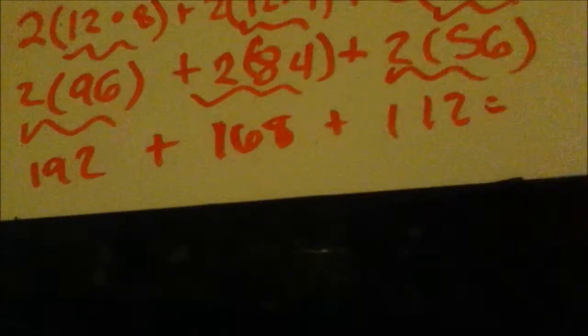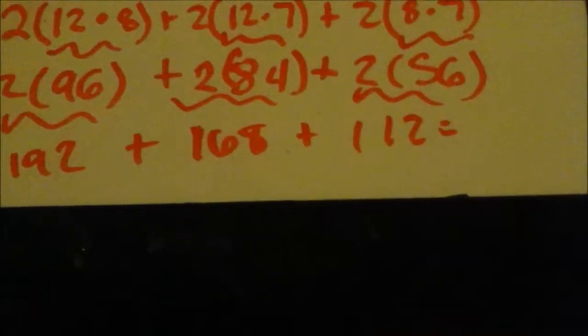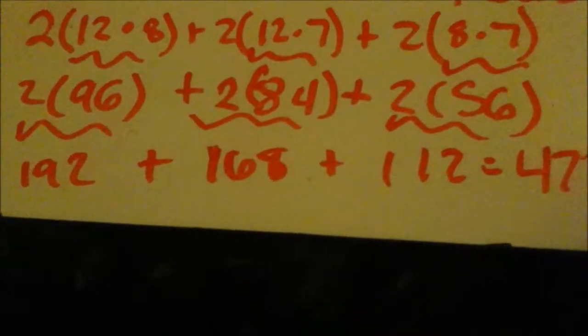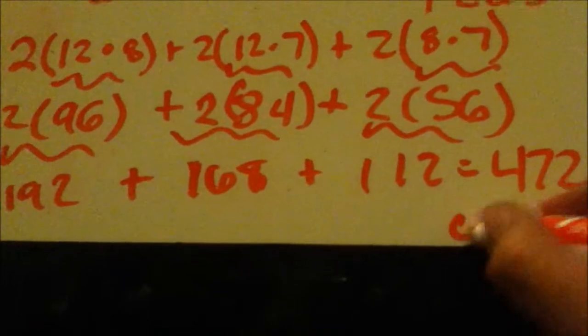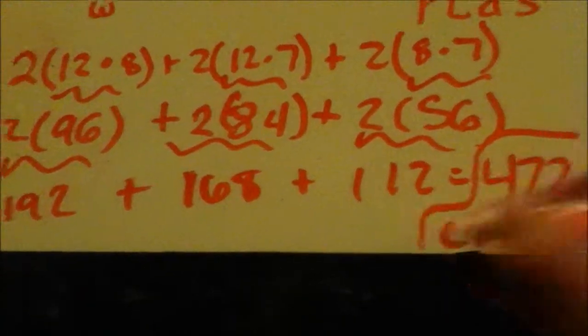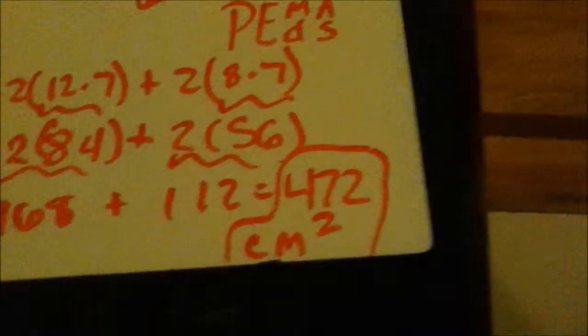We add this all together, and we get 168 plus 192, 472. Never forget units: centimeters squared. We use squared because it is surface area, and to find the area, it's always squared.